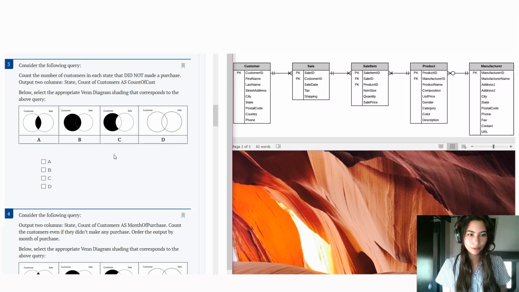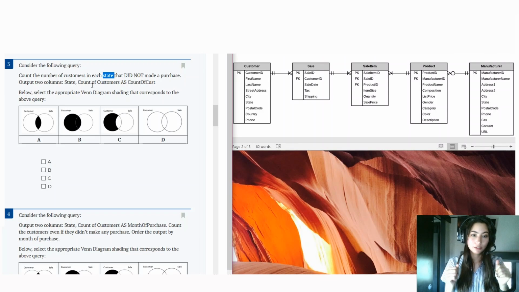Ooh, another Venn diagram. Okay, consider the following query. Count the number of customers in each state that did not make a purchase. This is saying, okay, so we have entities customer and we have entities sale. And it's saying, hey, I want you to count the customers in each state that did not make a purchase. Okay, remember what not refers to often with code. That means null. So did not, so that means that there is no information. I don't want them to share information. Customer and sale should not be mixing in any way.